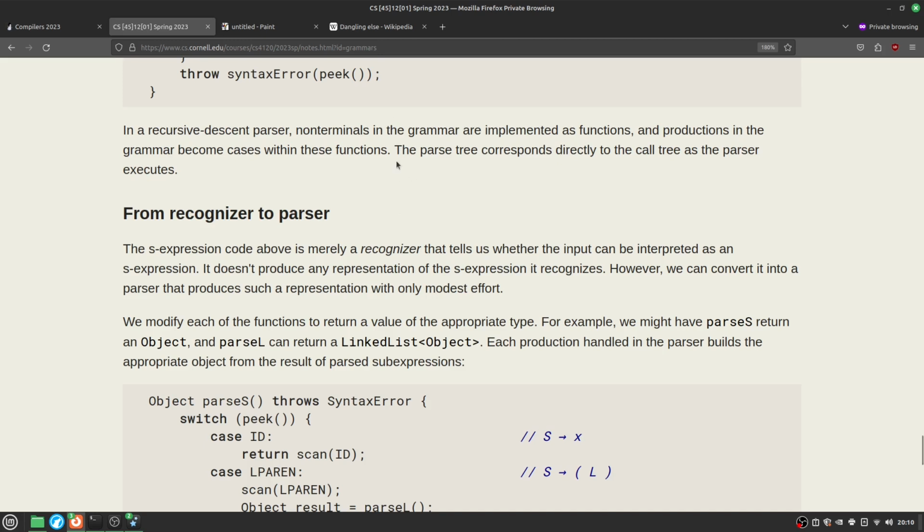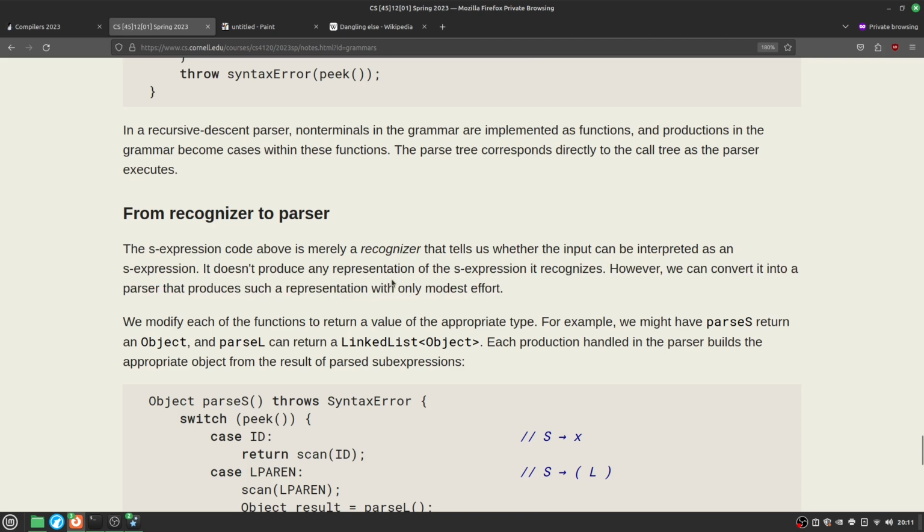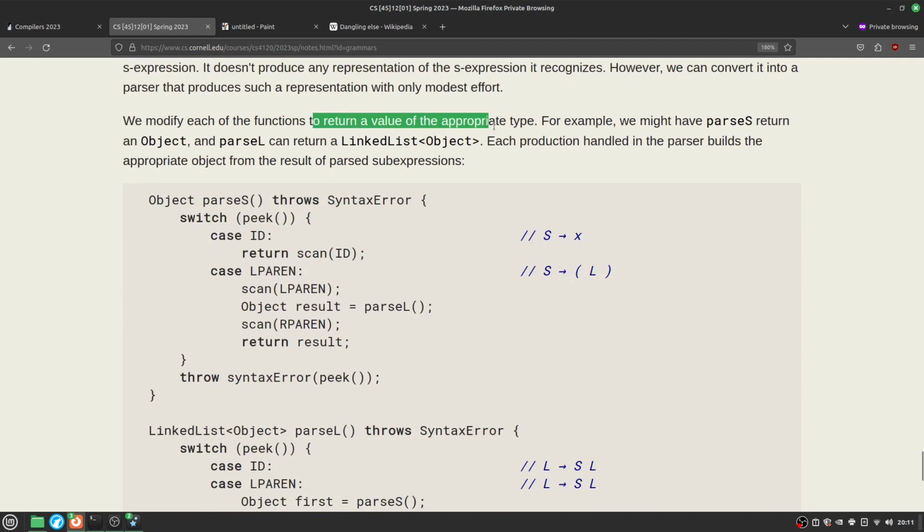From recognizer to parser. The S expression above is merely a recognizer that tells us whether the input can be interpreted as an S expression. It doesn't produce any representation of the S expression it recognizes. However, we can convert it into a parser that produces such a representation with only modest effort. We modify each of the functions to return a value of the appropriate type. For example, we might have parse S return an object, and parse L can return a linked list object.